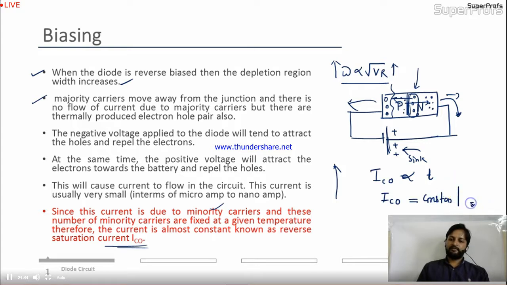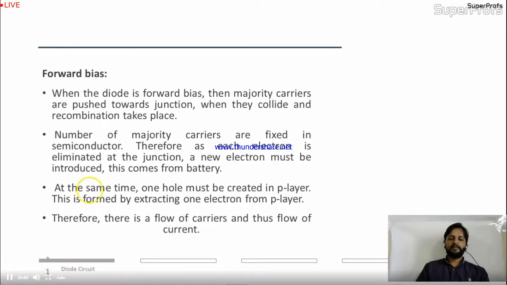ICO will be constant for a particular temperature. Is it okay? So ICO is the constant quantity at a particular temperature, known as the reverse saturation current. I hope this ICO is clear to you. Okay, come to the forward biasing now.